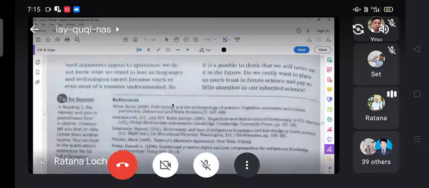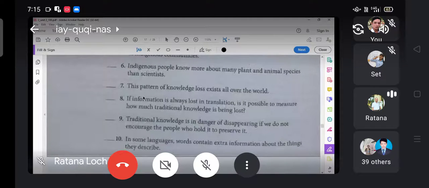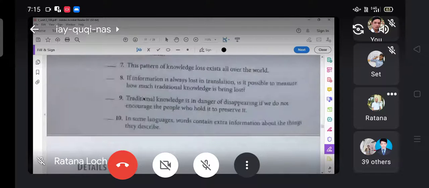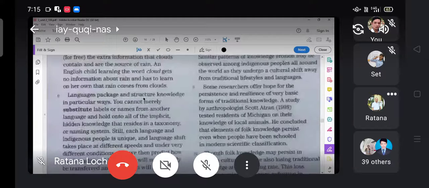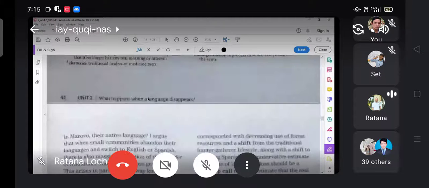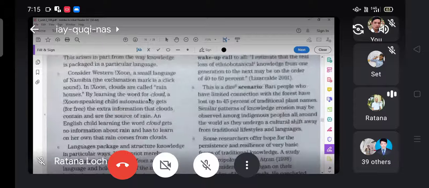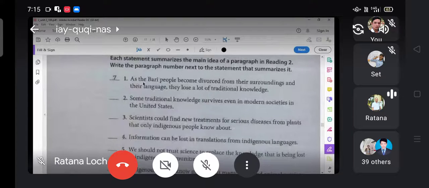Okay, so here we move to this a little bit. This is the reference, academic writing. Look at the ideas here. The ideas here come from this one, from when language has died. So you can see number 7 here. They give you number 7 here. You can see, yes: the Bari people become divorced from their surroundings and their language.